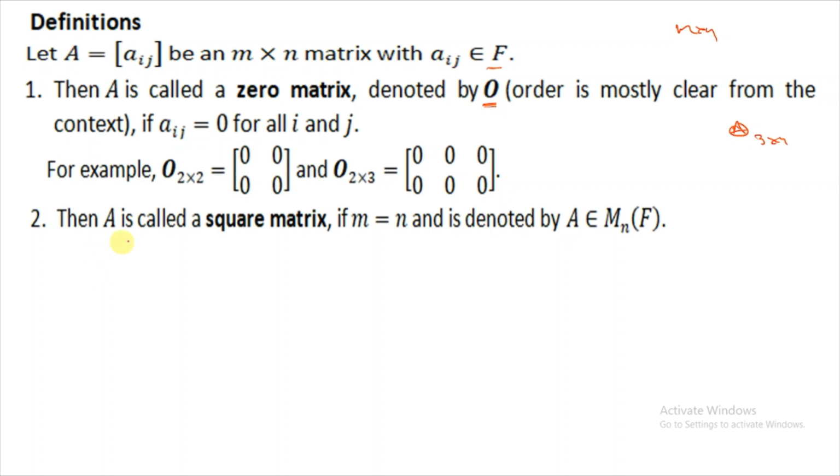Next, if M equals N, then A is called a square matrix. Square matrix means, as I already told you, the number of rows is the same as the number of columns. It's represented by A belongs to Mn(F).